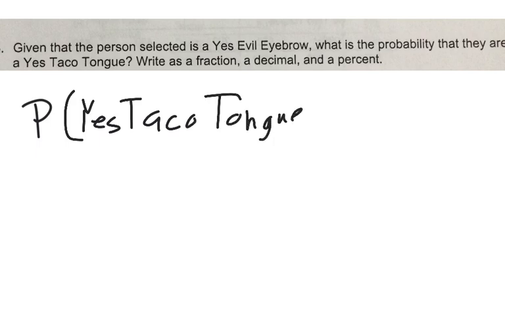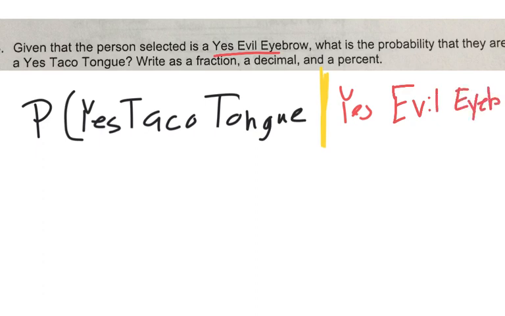Right, that's still what we're looking for. Yes for taco tongue, given, so we put a line here. That line stands for given. And what are we given here? We're only looking for people who were yes, evil eyebrow.